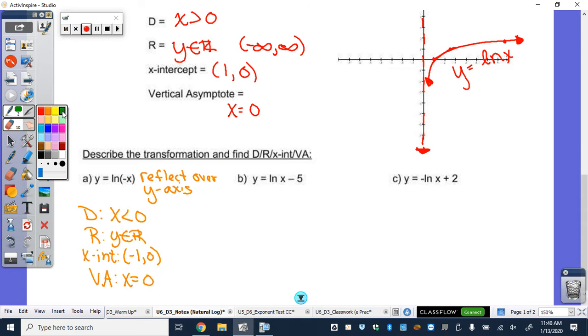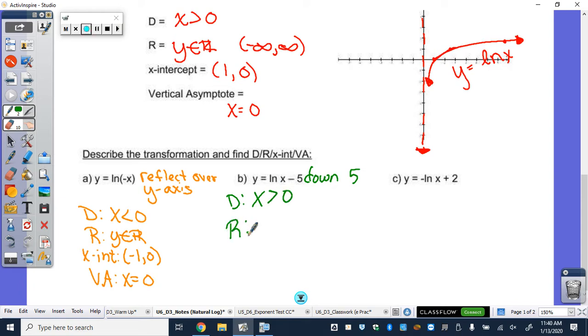All right, letter B. What's going to happen with that one with that -5 at the end? That's just going to make it move down 5. It would make it move to the right if it had parentheses around the x minus 5, but it doesn't have those parentheses. So that just means it's going to shift it down 5. So what would be our domain? It would be x is greater than 0. It's still going to all be to the right of that y-axis. Our range is the same.